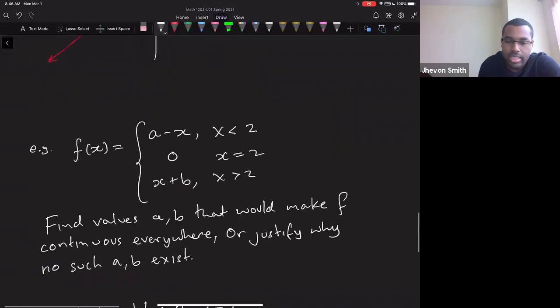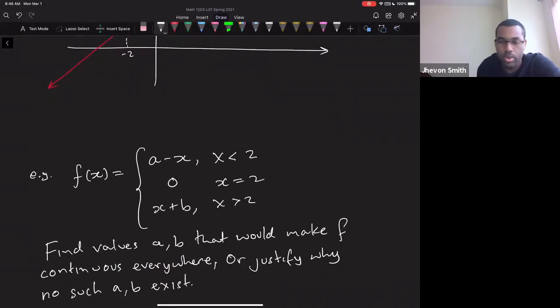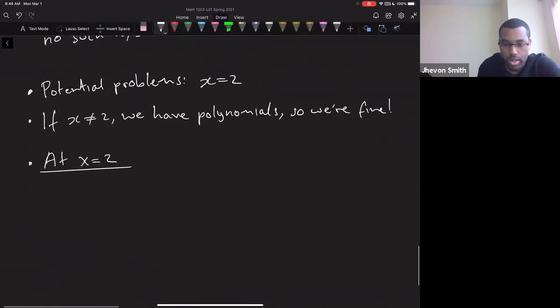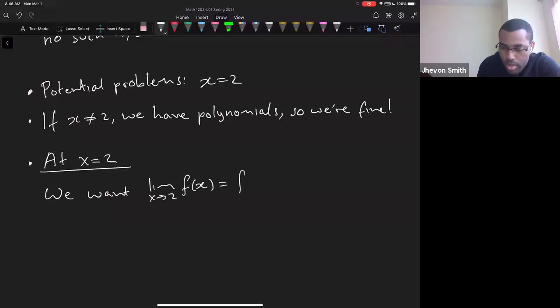Now, this is slightly different because I'm not asking you to find where it's continuous. I'm asking you to find values that force it to be continuous. So here, this comes down to whether you know the definition. You'd have to say something like, we want the limit as x approaches 2 of f of x to be equal to f of 2, right? So we still have to check these 3 things, right? That f of 2 is defined, the limit exists, and the limit equals the value of the function. We're still going through that check.